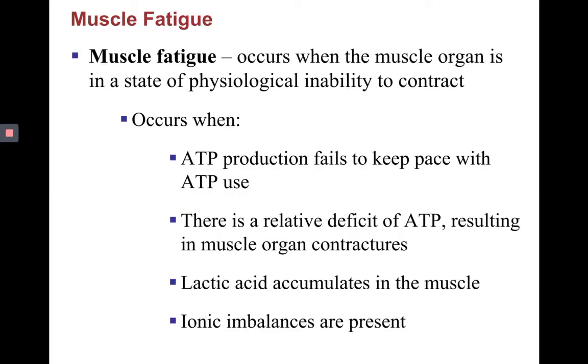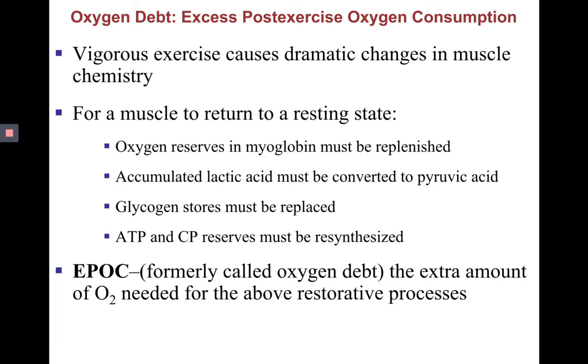So speaking of lactic acid and muscle fatigue, it just occurs when the muscle organ is in a state of physiological inability to contract. So if ATP production fails to keep pace with ATP use, muscle fatigue can occur. With a deficit of ATP, that can result in the muscle organ contracting irregularly. It can cause lactic acid to accumulate in the muscle and ionic imbalances present in the muscle. And pretty much all of that would have to be corrected in order for fatigue to end.